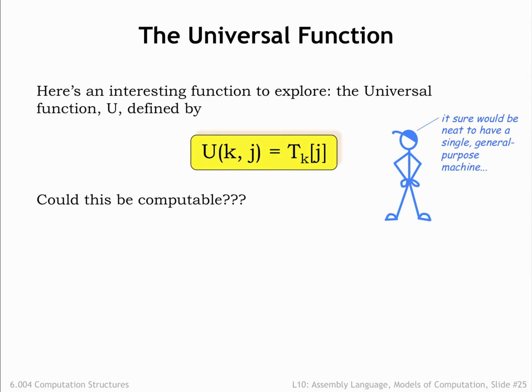What we'd like to find is a universal function u. It would take two arguments, k and j, and then compute the result of running Turing machine k on input j. Is u computable? In other words, is there a universal Turing machine t sub u? If so, then instead of many ad hoc Turing machines, we could just use t sub u to compute the results for any computable function.